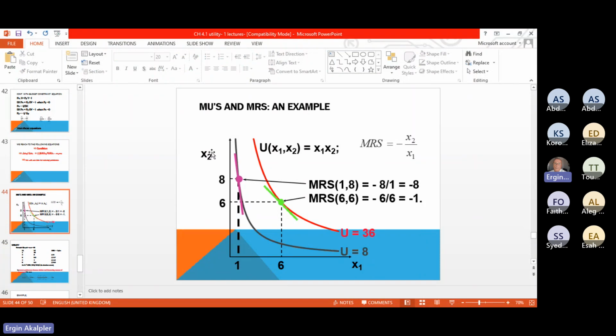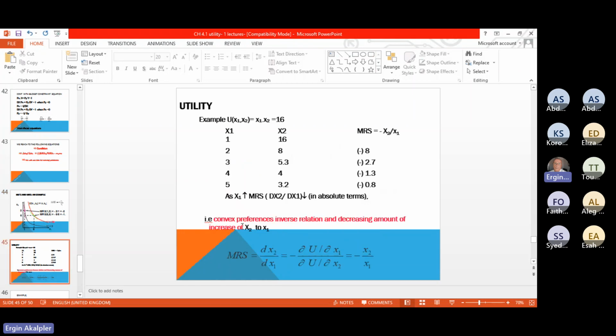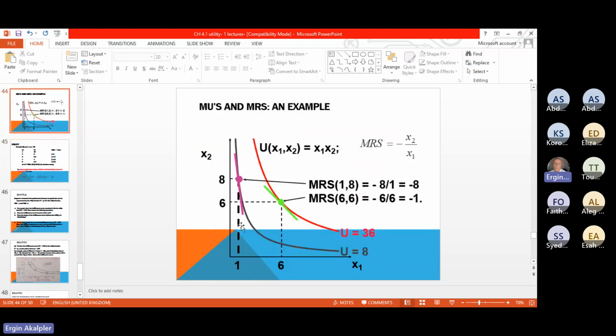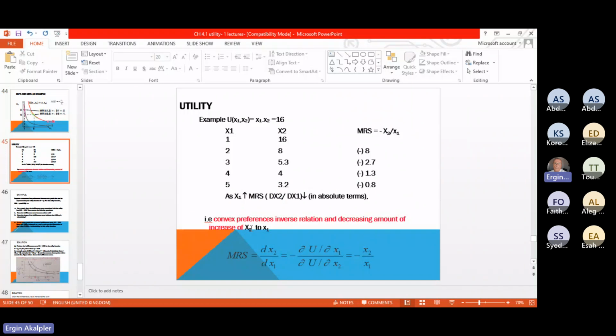As much as you are increasing x1, you will get x2 more. You will get more x1 for reducing x2. Therefore, this is then somehow represented in this direction, which has meant convex preferences, inverse relation, and decreasing amount of increase between x2 to x1.